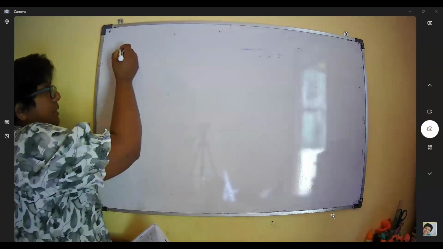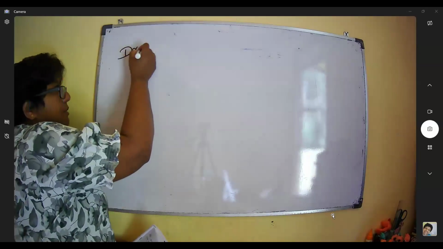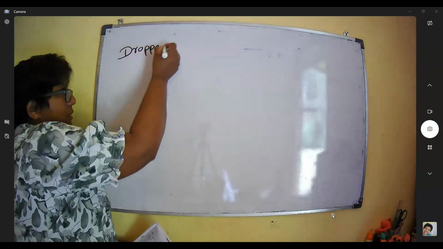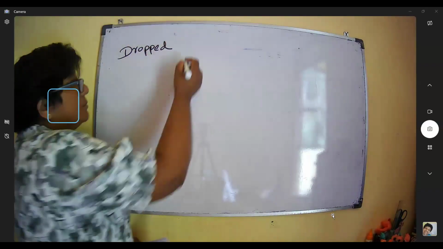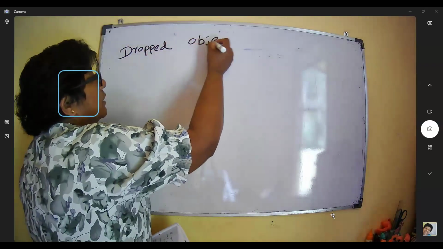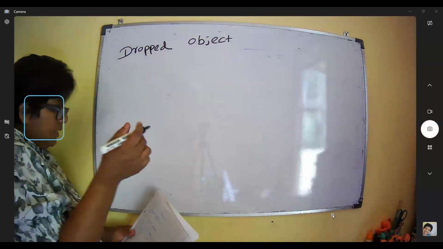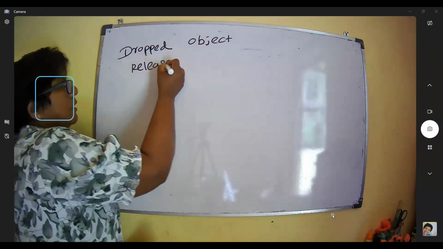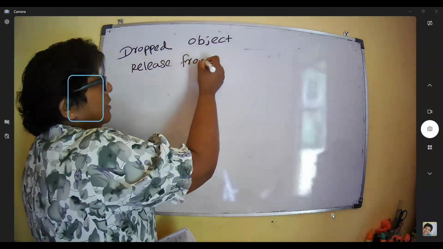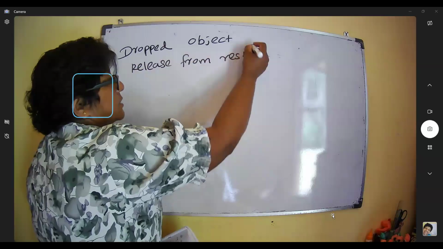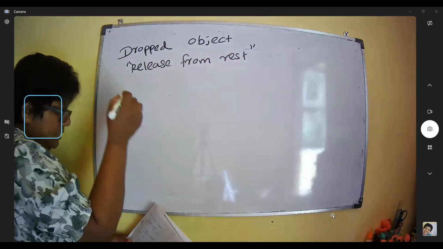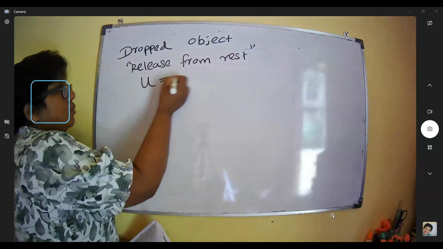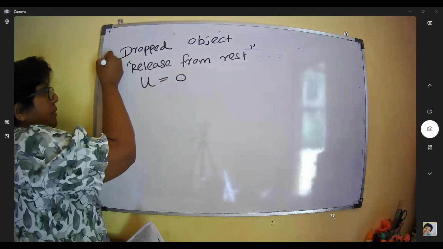Moving objects under gravity: a free-falling object can be a dropped object. Drop means the object is released from rest. Released from rest means the initial velocity u equals 0.